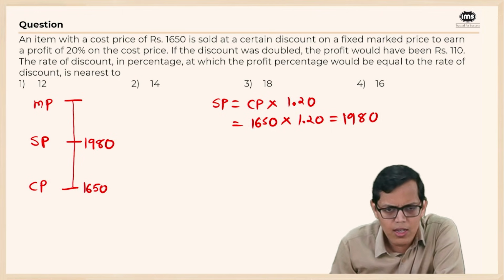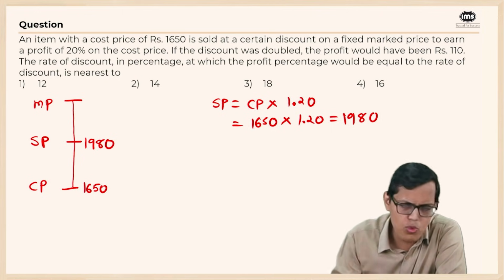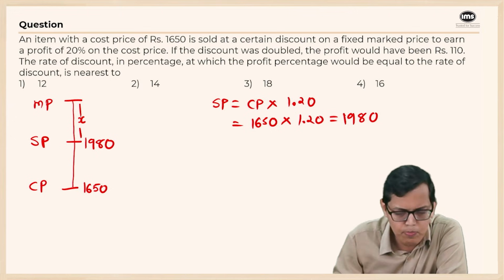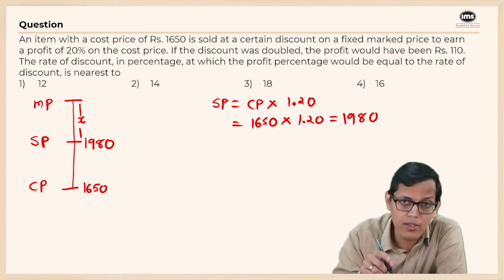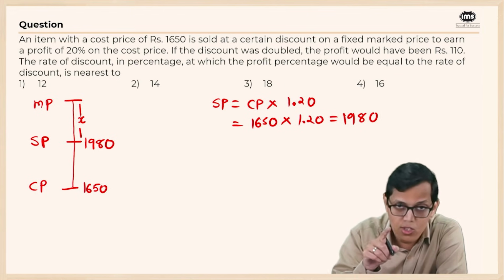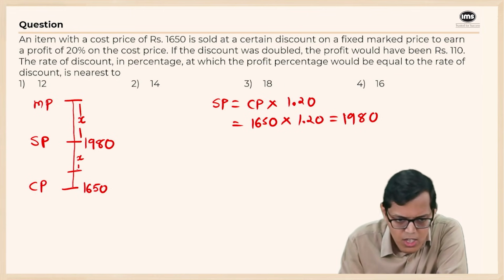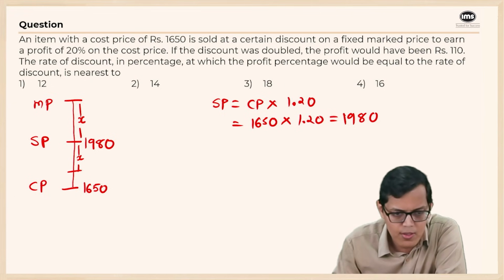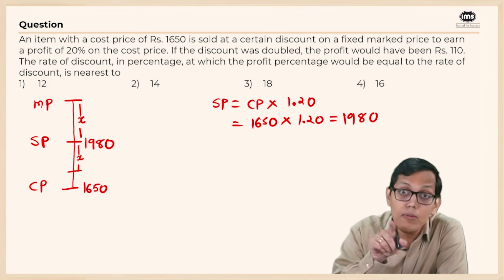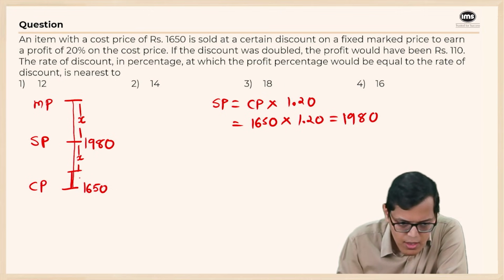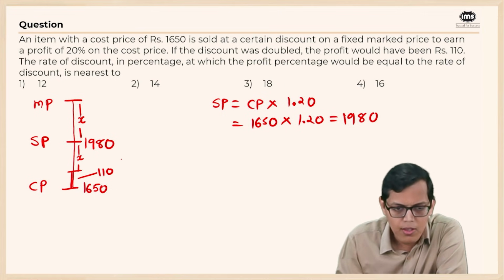The question further says that if the discount was doubled, so there was a discount. I can see a discount of, let's say, X rupees here. They want us to make it double. Instead of X rupees, the discount should be X more rupees. So let this be the additional fall of X rupees. Question says that there is still a profit of rupees 110. So this gap here is actually 110.